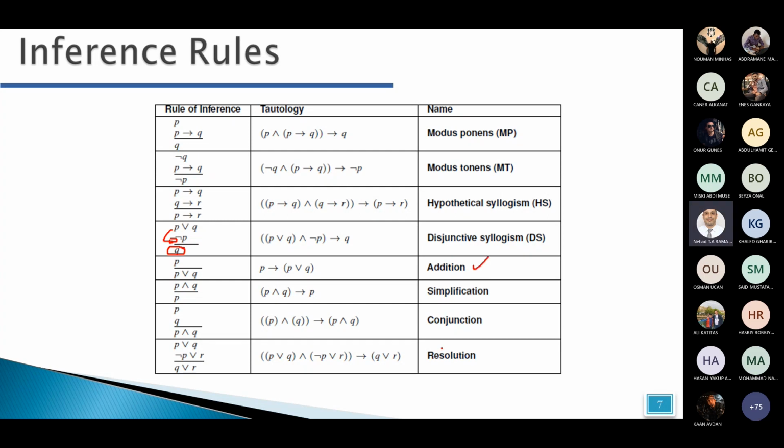Addition rule. The addition rule says if I give you premise P, it's true, then you can add anything and it will be true. For example, if I said the sun rays come from the east, it's true. I give you a premise. Now you can add, using or, any other premise and the statement will stay true.